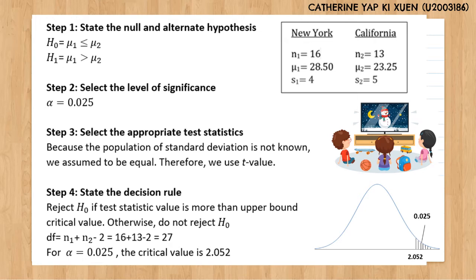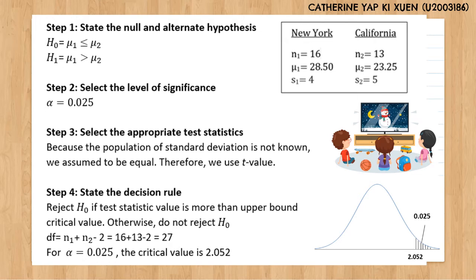In step 3, we will be using the t-value for this question because the population standard deviation is not known, so we assume it to be equal. Besides that, the sample sizes are small, less than 30, so we use the t-distribution in this question. In step 4, we reject the null hypothesis if the statistic value is more than the critical value. Therefore, we have to find the degrees of freedom by using the formula n1 plus n2 minus 2.